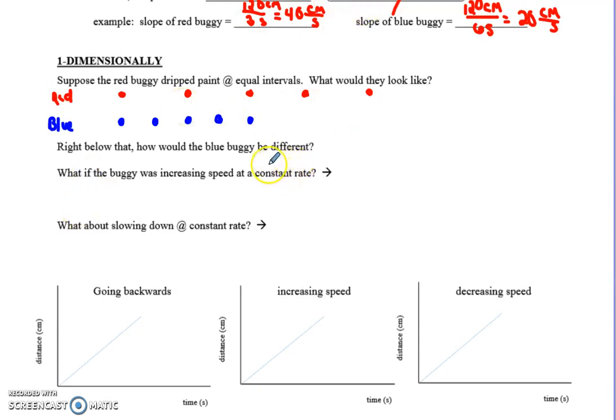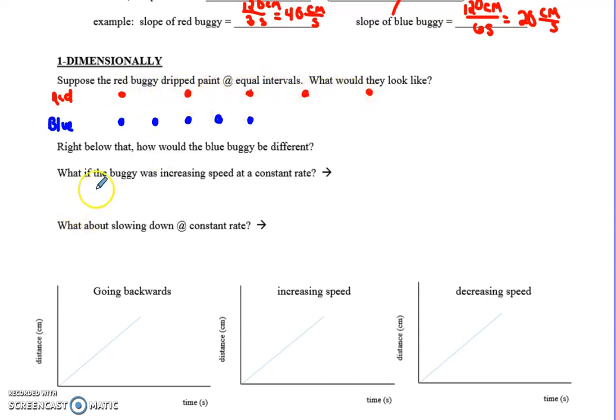Okay, so we can represent this speed by these drips, and we'll talk more about that in a bit. All right, so what if the buggy was increasing its speed at a constant rate? Notice that the distance between every successive drip is equal, meaning that it's moving at that constant speed.